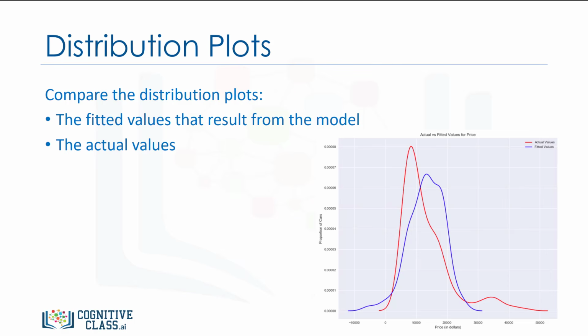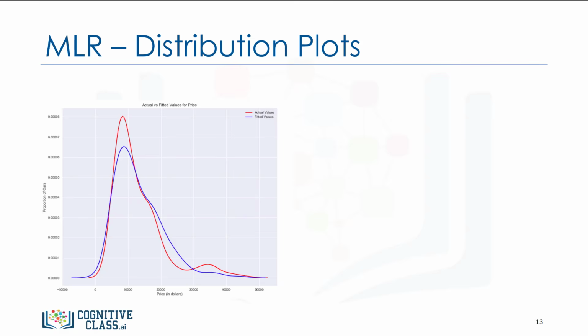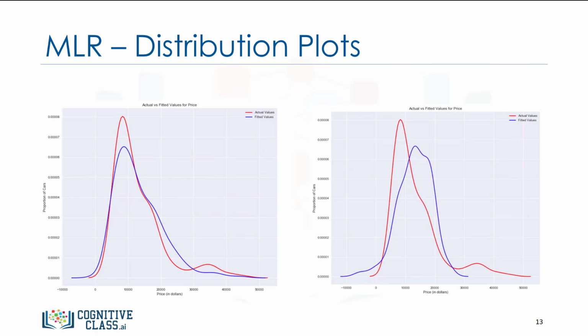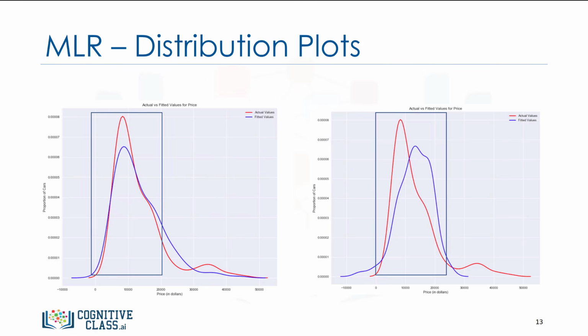The independent variable or feature is price. The fitted values that result from the model are in blue. The actual values are in red. We see the predicted values for prices in the range from 40,000 to 50,000 are inaccurate. The prices in the region from 10,000 to 20,000 are much closer to the target value. In this example, we use multiple features or independent variables. Comparing it to the plot on the last slide, we see predicted values are much closer to the target values.